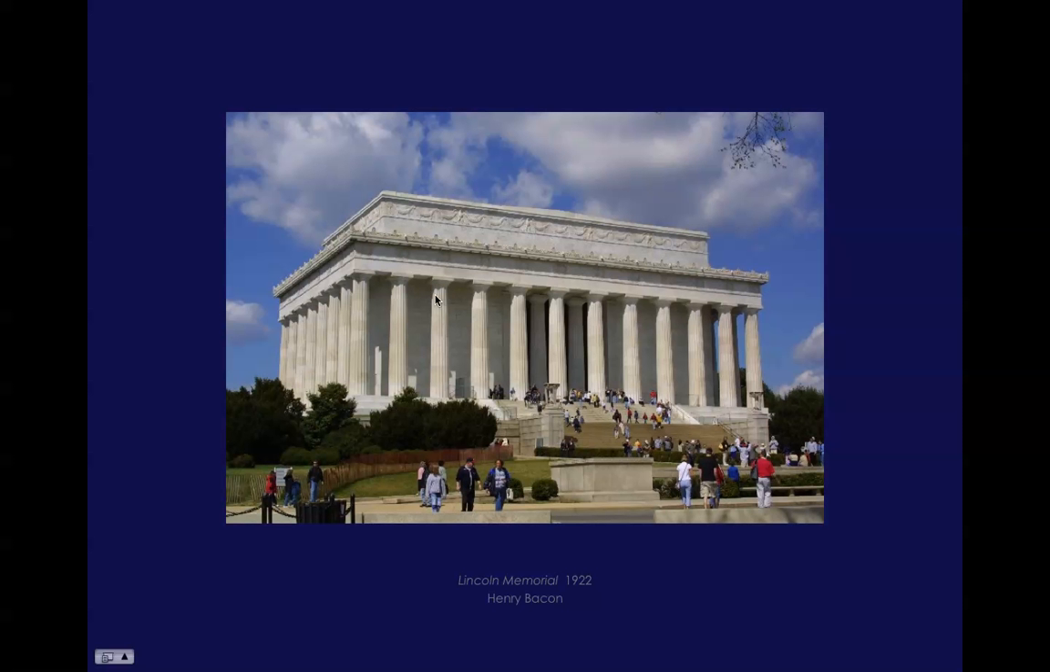So we look at the Lincoln Memorial. What we have again are these Greek columns. It's a post and a lintel system. The types of columns you'll read in your book, the capitals, which are the top here, have a particular order or style or type.